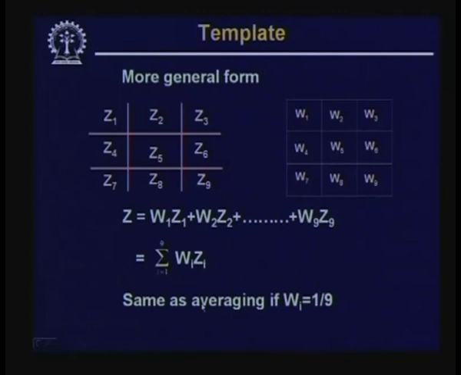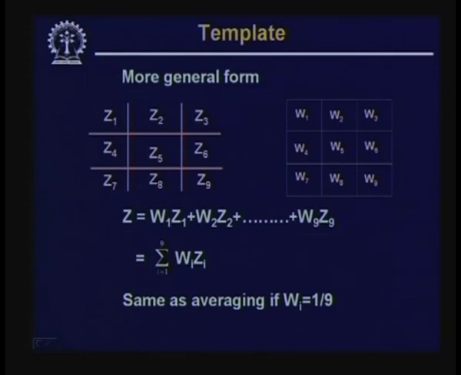Now, this kind of neighborhood operation can be generalized with the help of templates. Here we define a 3 by 3 template, shown in the right hand figure, which contains 9 elements W1 to W9. To perform the neighborhood operation, we put this template on the original image in such a way that the center of the template coincides with the pixel at which I want to replace the value.